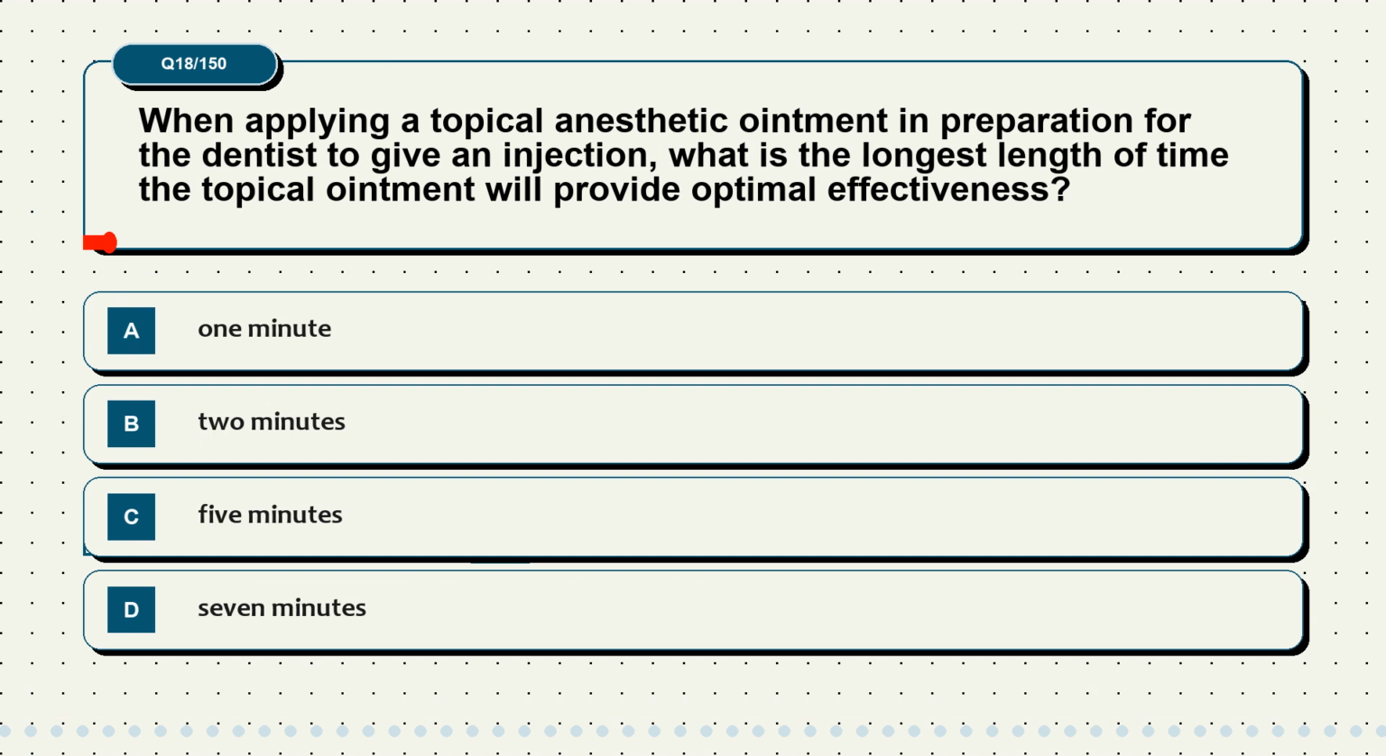Question 18. When applying a topical anesthetic ointment in preparation for the dentist to give an injection, what is the longest length of time the topical ointment will provide optimal effectiveness? Here are the options. Option A, 1 minute. Option B, 2 minutes. Option C, 5 minutes. Option D, 7 minutes.